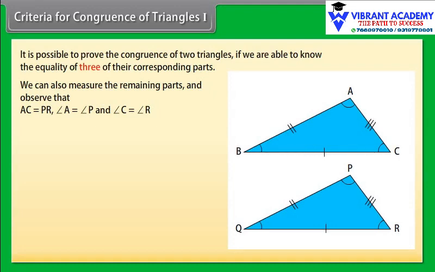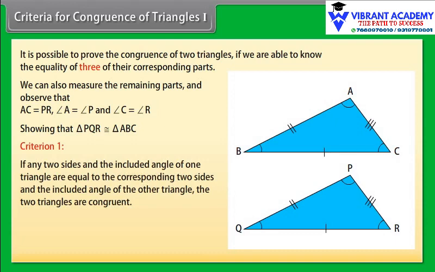Alternatively, we can also measure the remaining parts and observe that AC is equal to PR, angle A is equal to angle P, and angle C is equal to angle R, showing that triangle PQR is congruent to triangle ABC. This means that equality of these three corresponding parts results in congruent triangles. Thus we have Criterion 1.